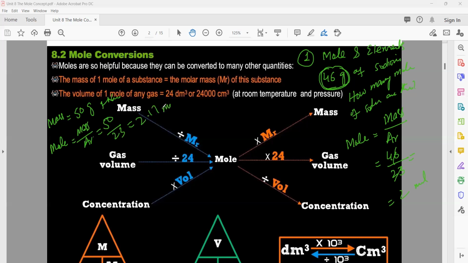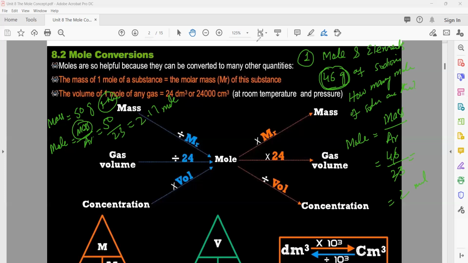2.17 moles. So if they are talking about only an element, sodium, calcium, magnesium, chlorine, oxygen, only one atom. When they talk about atom, it means the element. So you will just divide the given mass by its AR. So it will get the moles.